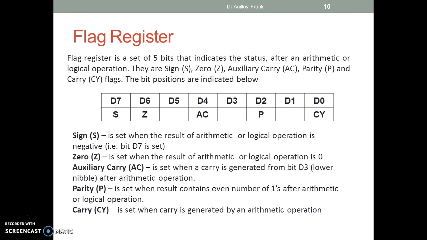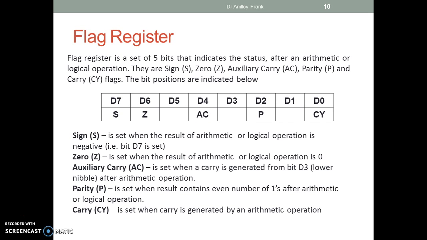The flag register is a set of 5 bits that indicates the status after an arithmetic and logical operation. The sign flag S, the zero flag Z, the auxiliary carry AC, the parity flag P, and the carry flag CY. The sign flag is set when the result of the arithmetic or logical operation is negative.